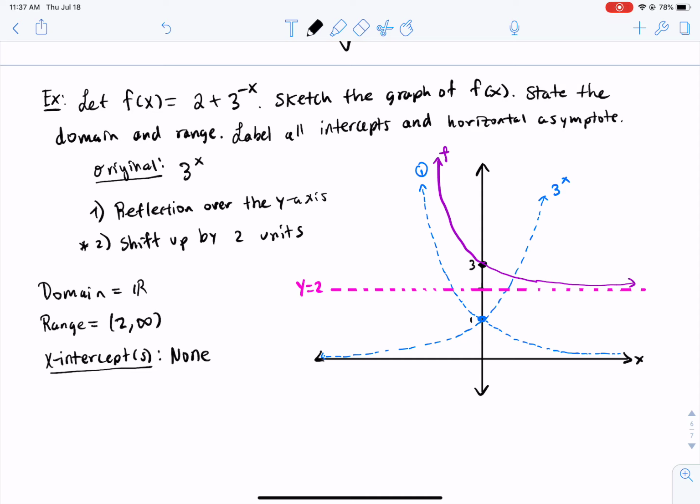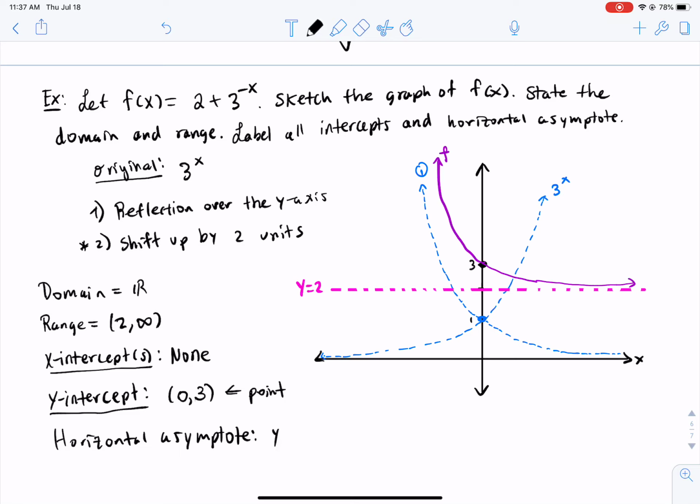But here, the y-intercept here is (0, 3), right? And so (0, 3) is a point, and the horizontal asymptote for this case will be the line y equals 2. This is a line, yeah. But that's what we get from it.